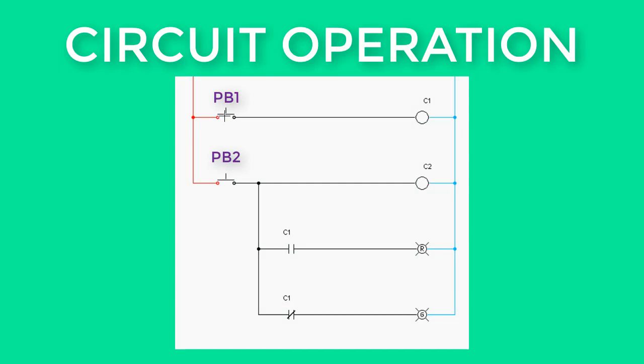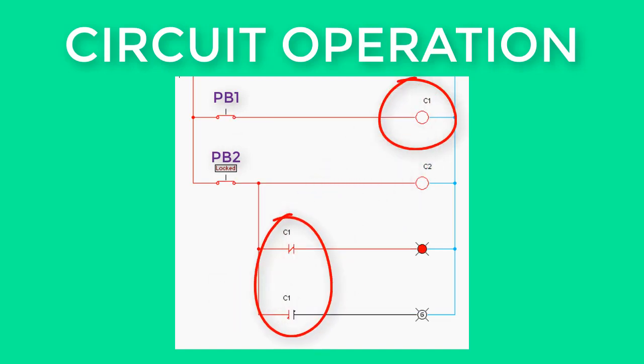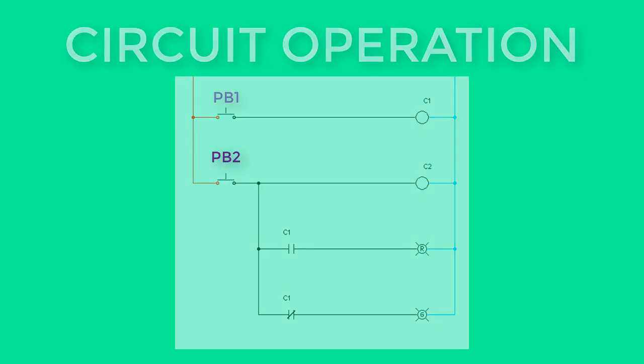Can you visualize the operation of this circuit? Coil C1 is energized with push button PB1. The normally open and the normally closed contacts change when coil C1 is energized. Notice that one of the two lamps will always be on, unless push button PB2 is pushed. Interpretation and visualization is an important skill to develop.